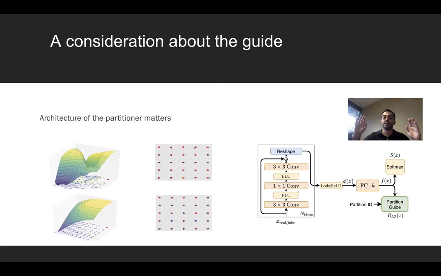But we realized that this simple trick may not work, because we need to take into account some considerations about the architecture of the space partitioner. We first theoretically developed what criteria the architecture needs to have. Then we designed a neural network architecture that satisfies those criteria, which we show here.